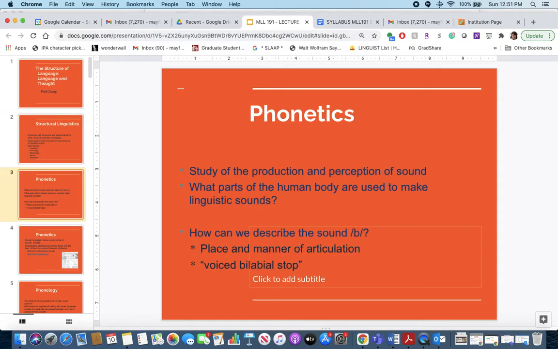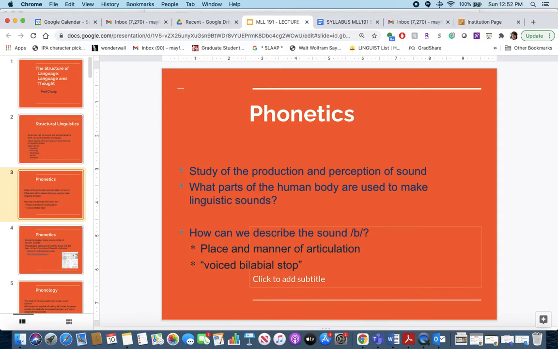So, first off, phonetics. Phonetics is the study of the production and the perception of sound. So, the human body can make a variety of sounds, but not all of them are encompassed into language. Linguists use certain sounds. We have certain typifications. So, for example, the sound "b" as in boy or book, right? We would classify them by the place and manner of articulation, which means we talk about where it is produced and how it is produced.